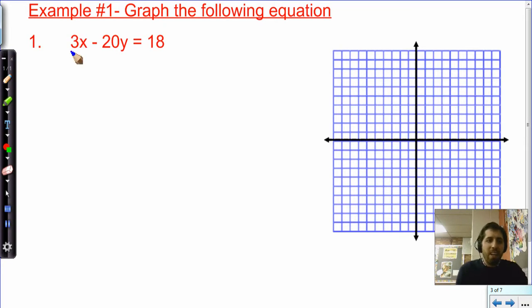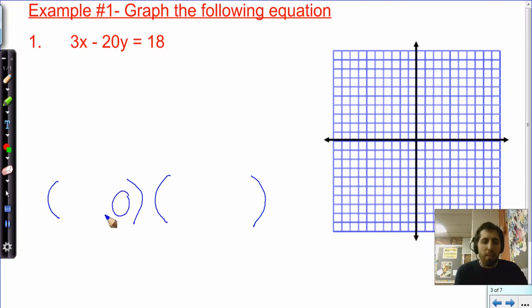Well, I can find 2 points very quickly by doing this, by saying, what is the x-intercept? And what does that mean? What is the x-intercept? Where does the line cross this x-axis? Well, what do we know about the points on the x-axis? Well, they haven't risen or gone below, so their y value has to be 0. And why is this useful? Because we get to plug in 0 for y.